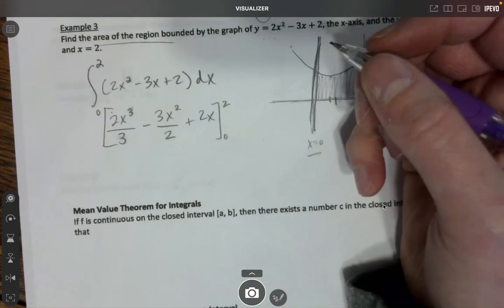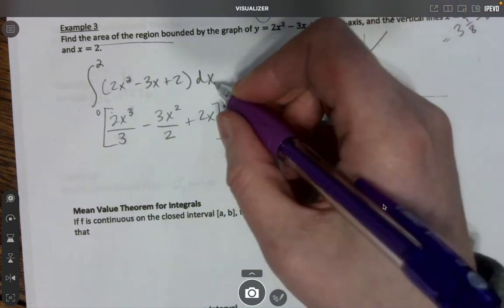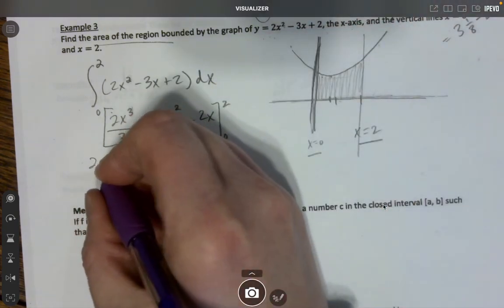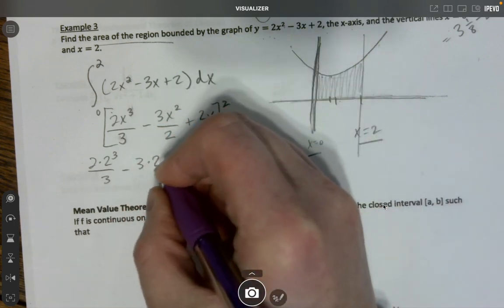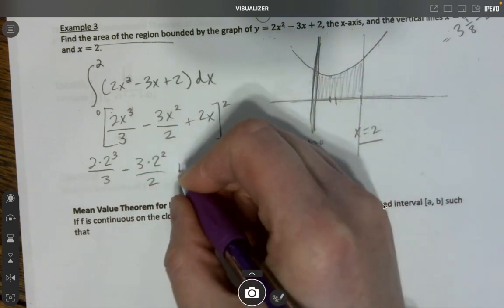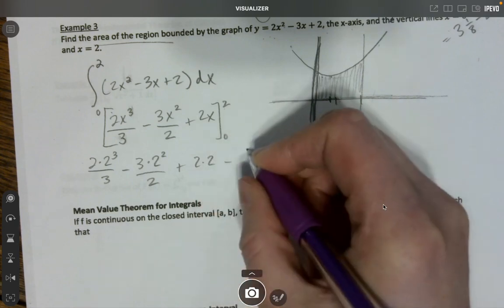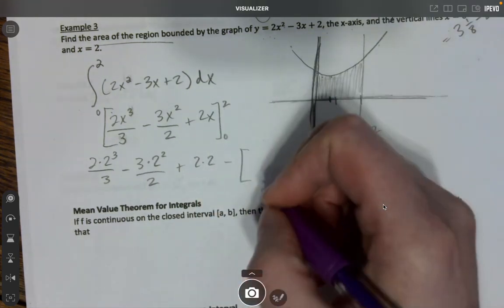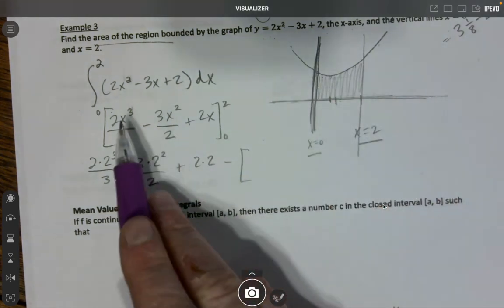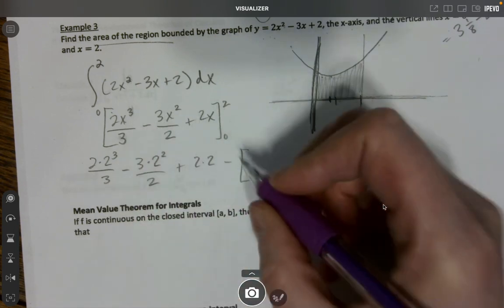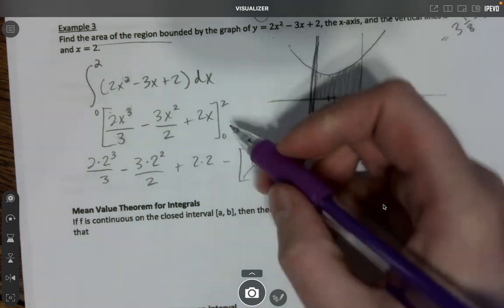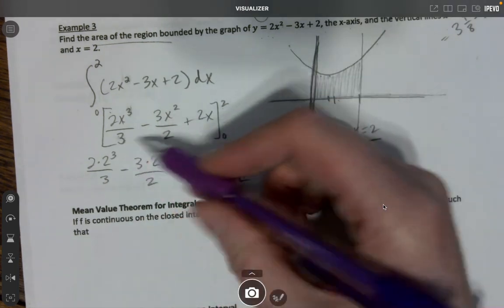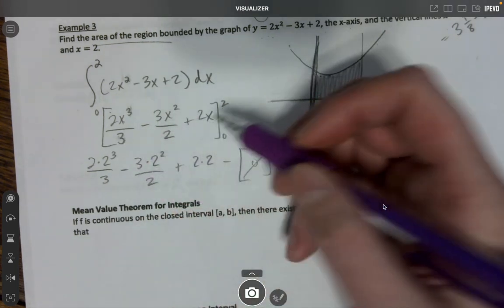All right. So now I need to substitute 2 in. So 2 times 2 cubed over 3 minus 3 times 2 squared over 2 plus 2 times 2, and then minus, and then I'm going to plug in 0 for everything. But 0 cubed, this one 0, this one 0, it's just going to be a 0 here. So it won't always work out to be a 0. There could be some times when it's not a 0.